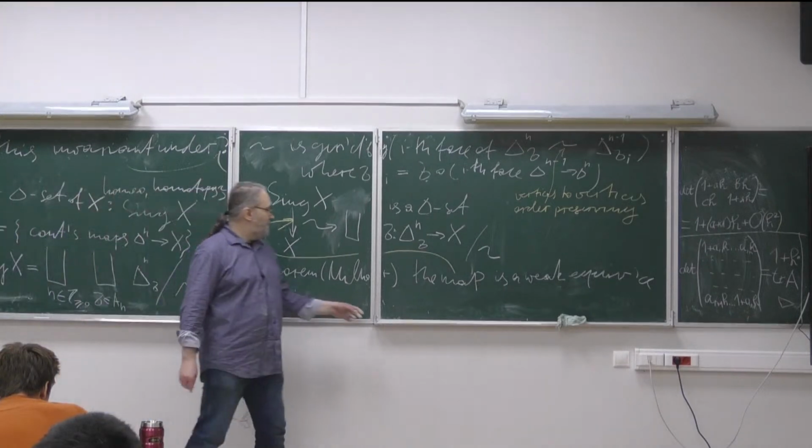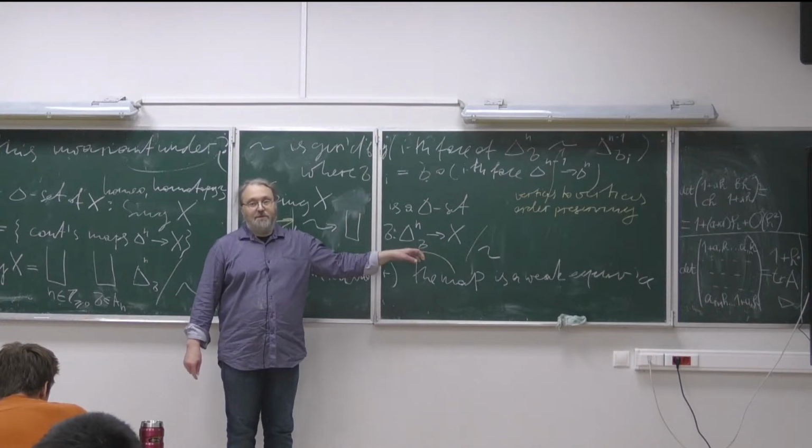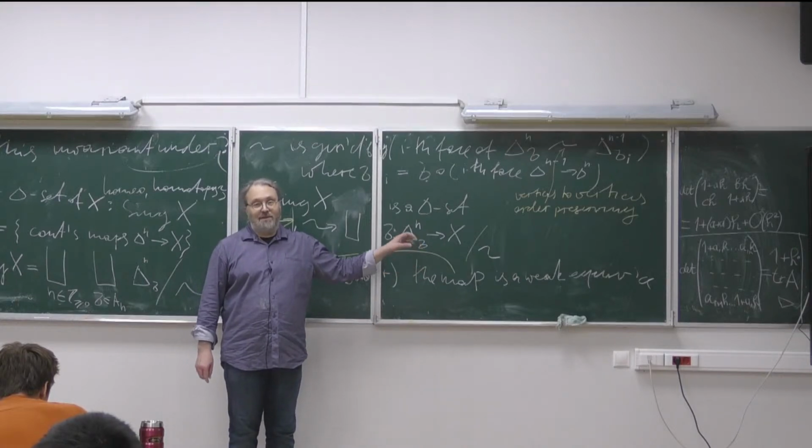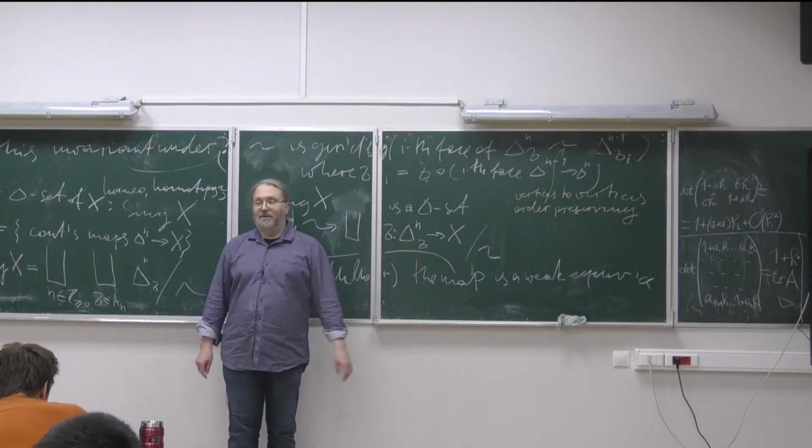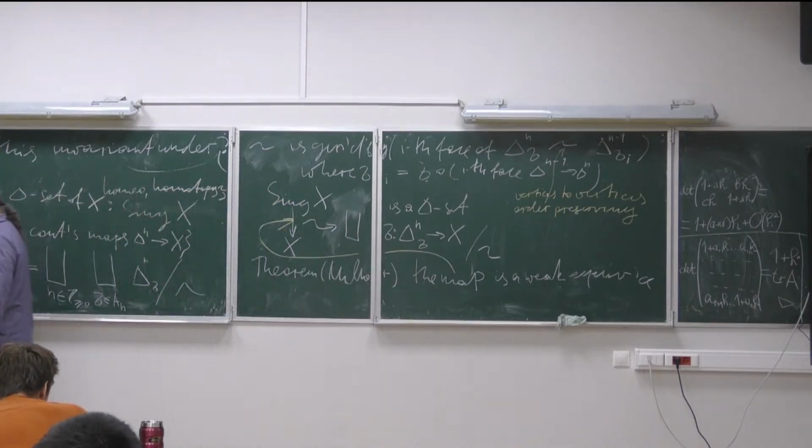Well, we will not prove this theorem unless people want me to. I've just said it. It's a map which induces a bijection of all path components, a bijection of the sets of the path components, and an isomorphism of the homotopy groups for each path component, and for every choice of the base points.